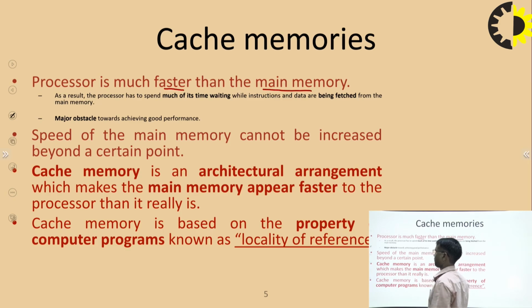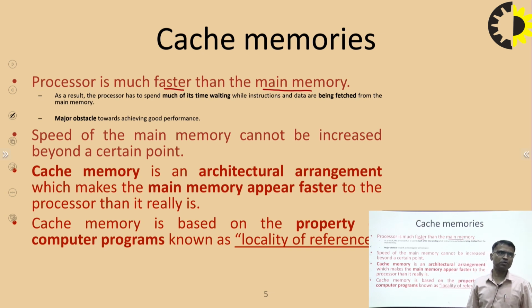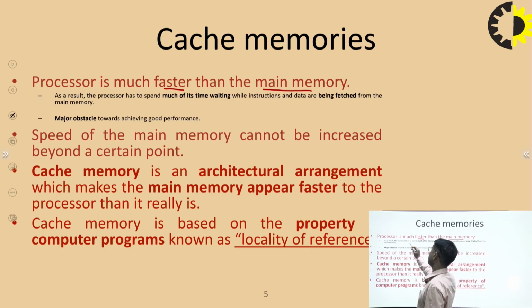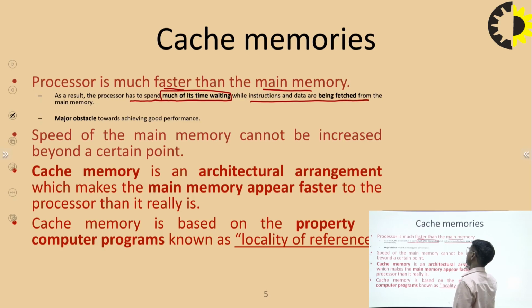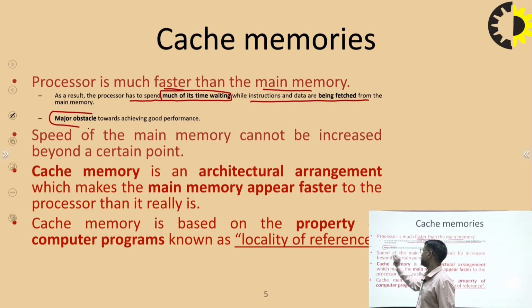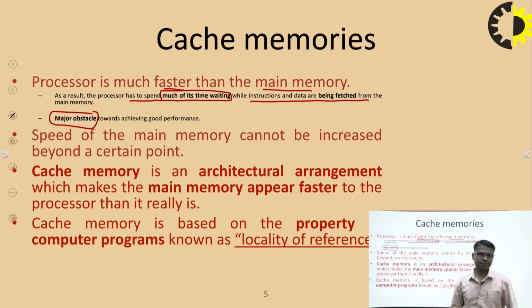The processor is one of the fastest units in the computer, and it is faster than the main memory. So how can you provide data to the processor if the memory is slow? As a result, the processor spends much of its time waiting, meaning it is doing nothing, just waiting for the data to be fetched from the main memory, and this is the major obstacle for the designer, apart from a very large effective memory. So how do we deal with it?